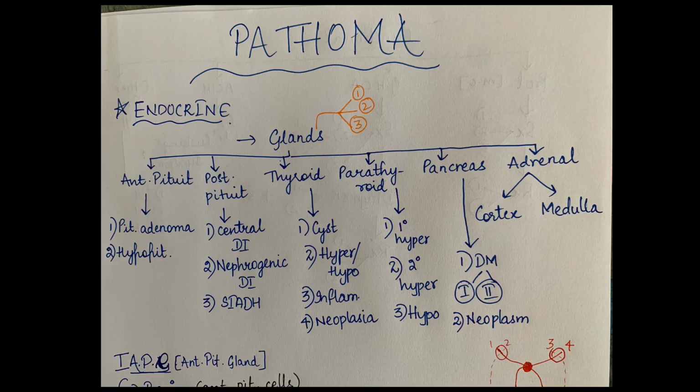3 things that we need to remember about endocrine glands is that they maintain body homeostasis. They function by release of hormones that travel via blood to distant organs, and feedback mechanisms control the release of these hormones. The most high-yield pathologies of each gland are written here in this table. Let's start with the anterior pituitary gland.